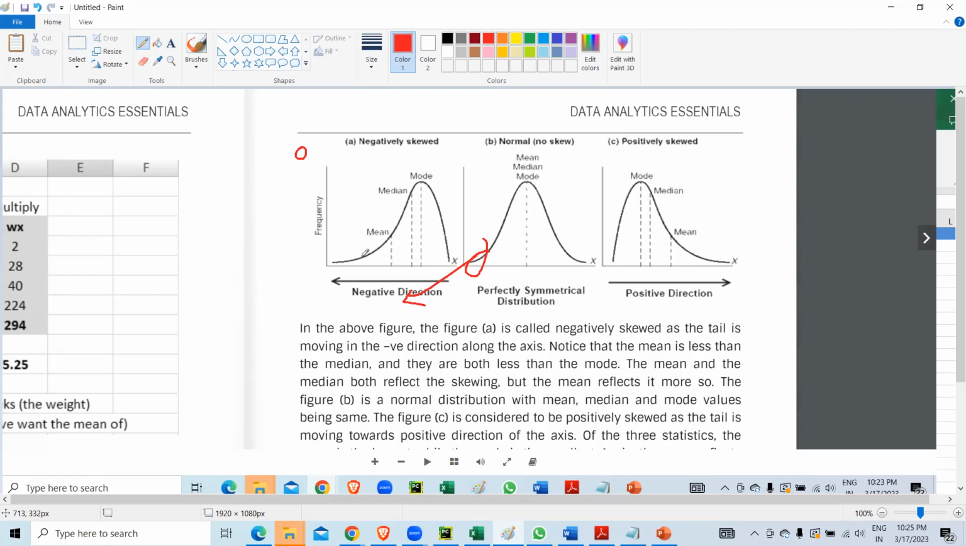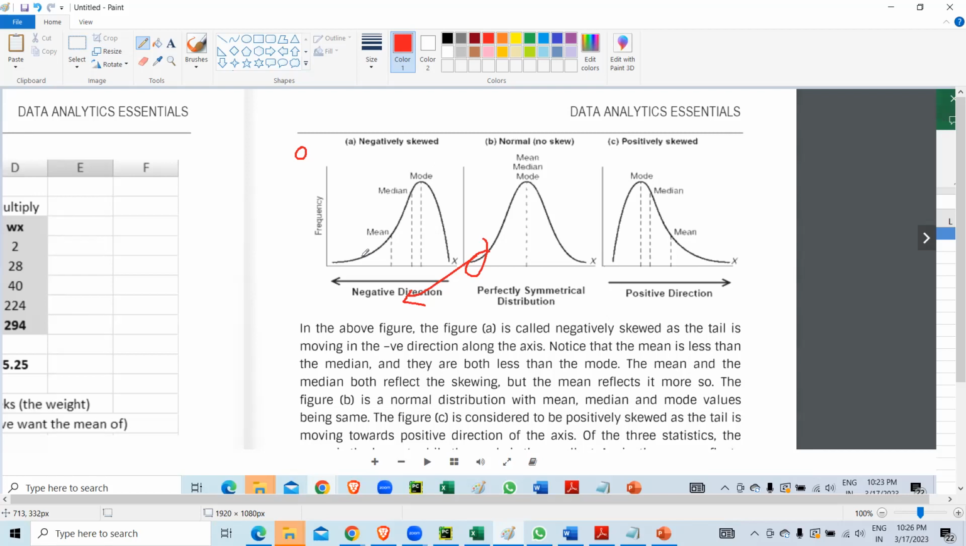Mode will not change. That's what we saw. When we added outliers, mode did not change. What changed? Mean and median both. Which ran faster? Mean ran faster. So you see what happened? Median is on the left and mean is on the left of median, much further away from mode. Median will move slightly towards the left, but mean will run towards the left. That's what we saw yesterday.